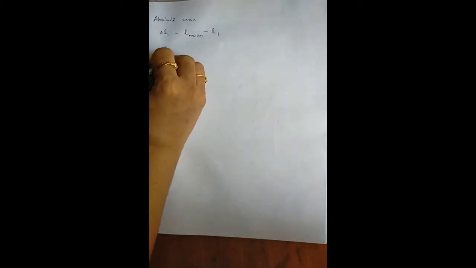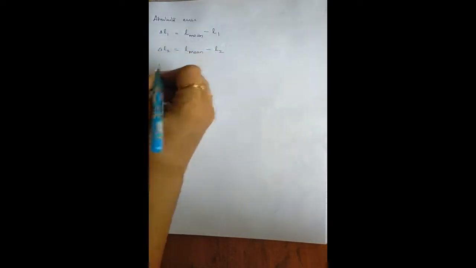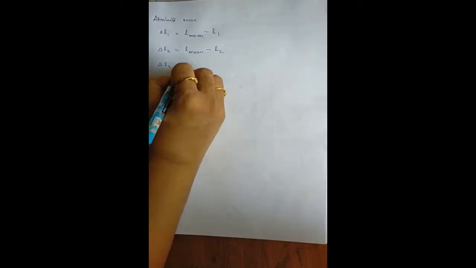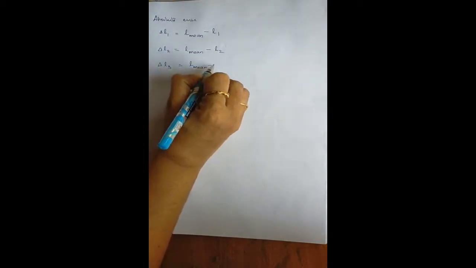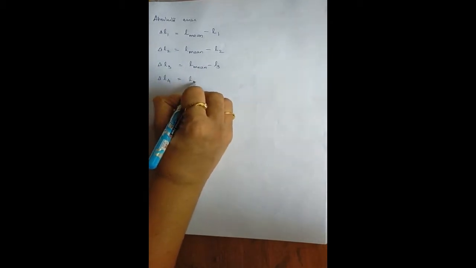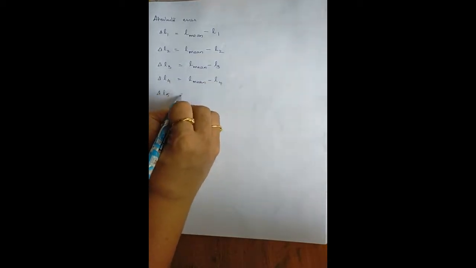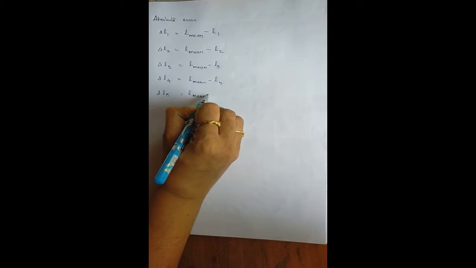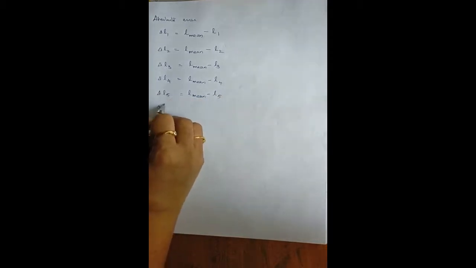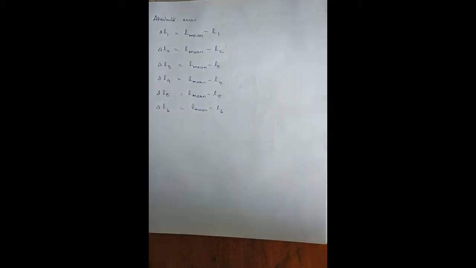And delta L2 is equal to L mean minus L2. Delta L3 is equal to L mean minus L3. Delta L4 is equal to L mean minus L4. Delta L5 is equal to L mean minus L5. Delta L6 equal to L mean minus L6. We have 6 quantities. Okay.